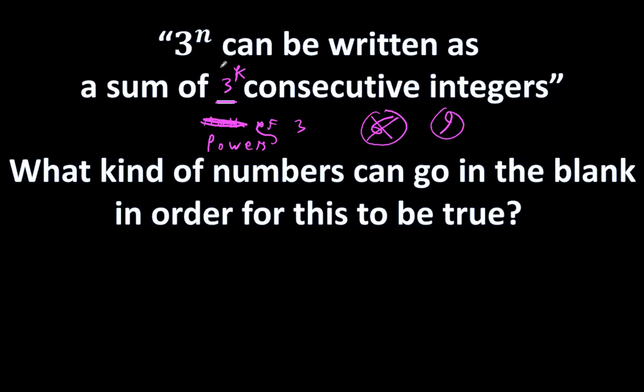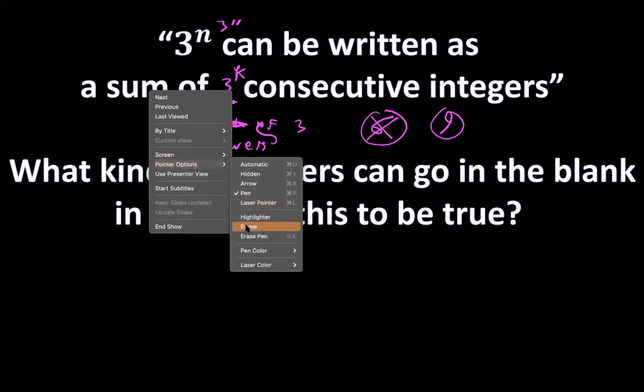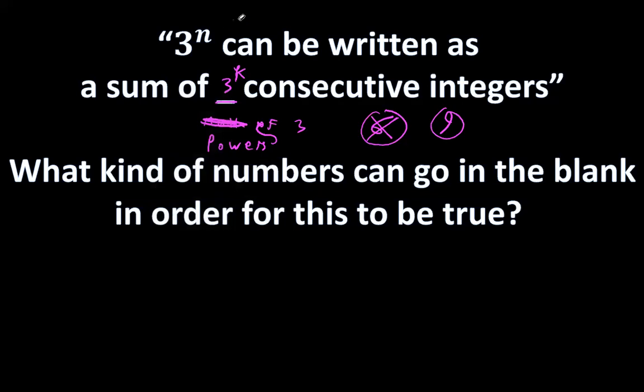Anyone can jump in. Is it any natural number? Let's say n is fixed. Let's say n is 11. So I've got 3 to the 11. Can I write this as a sum of any power of consecutive integers, or is there some restriction on k here? No, because k has to be less than n.